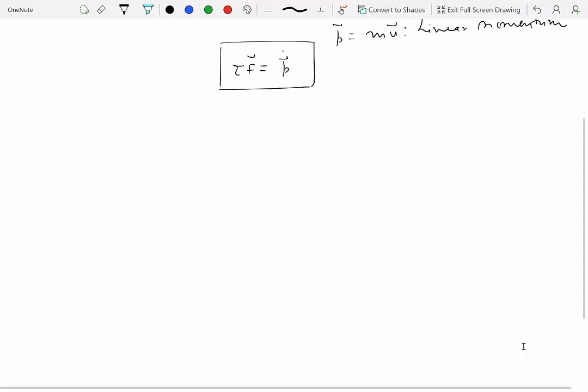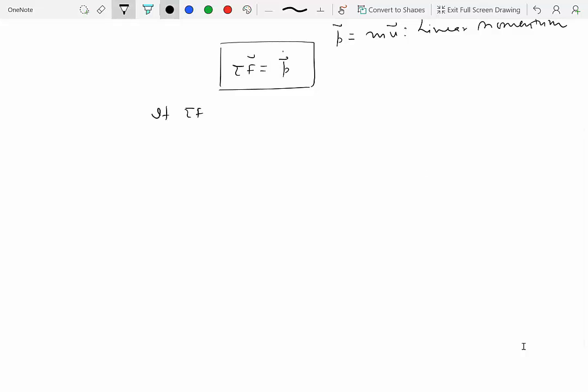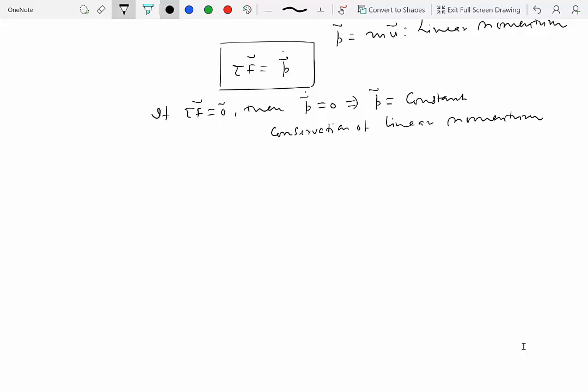This gives rise to the principle of conservation of linear momentum, which is obtained if sigma f is equal to 0. If the sum of the external forces acting on a particle is 0, then p dot is equal to 0, which implies that p is constant. This is called the conservation of linear momentum principle. In the absence of any external force, the linear momentum of a particle is conserved.